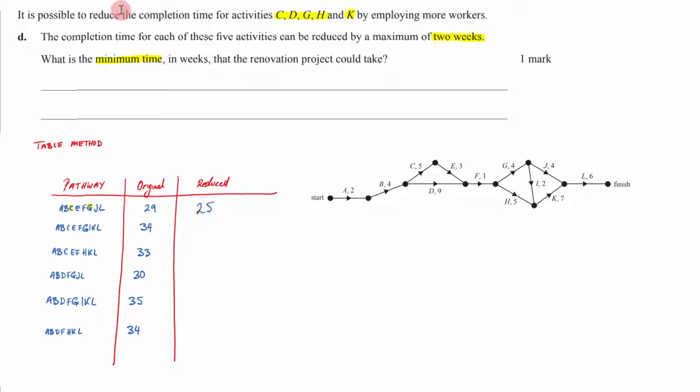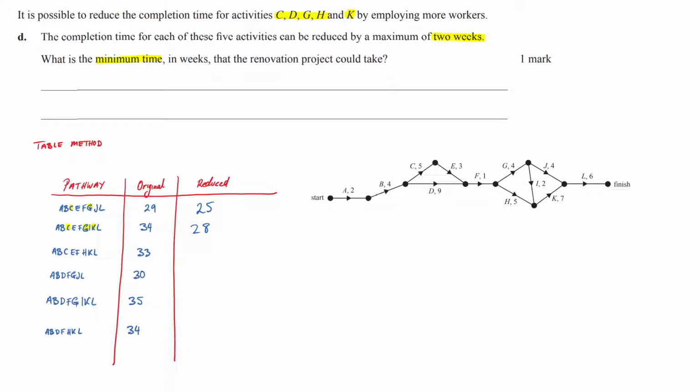And then you continue. So for the next one, and of course you'd go a bit faster than me, I can reduce C, G, and K, because they're all up here. So that means it would be 2 plus 2 plus 2, which is 6. 34 minus 6 is going to end up being 28. So it's going to be 28 weeks. And now you just continue on your merry way here.